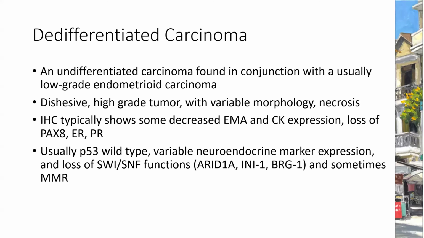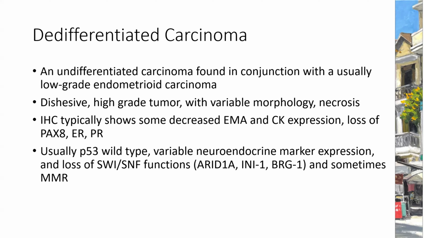So as we've indicated in a prior video on dedifferentiated carcinoma arising in the ovary, this is a unique variant of endometrial adenocarcinoma, which presents as a high-grade undifferentiated carcinoma that is found in conjunction with a low-grade or lower-grade endometrioid carcinoma. However, there are certainly occasions when you have only the undifferentiated carcinoma and the low-grade tumor is no longer recognized, and those cases are diagnosed simply as undifferentiated carcinoma.